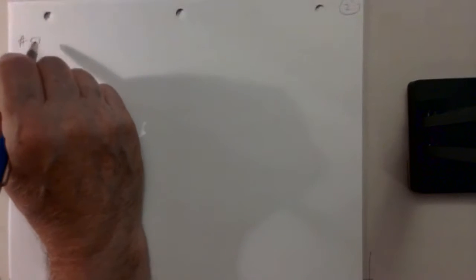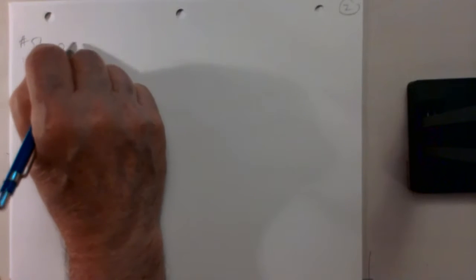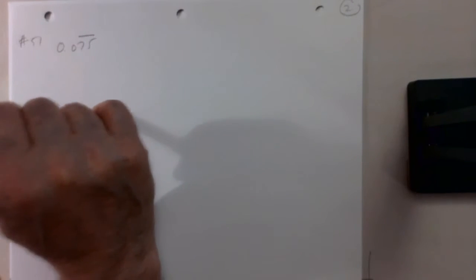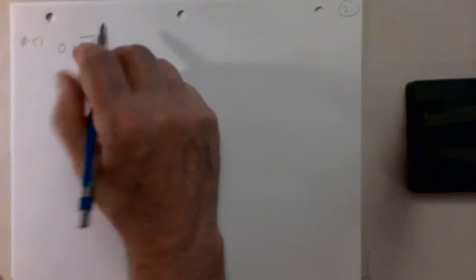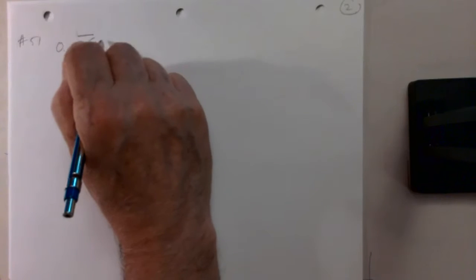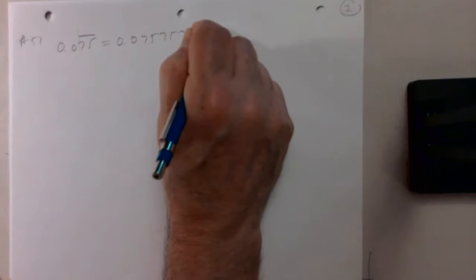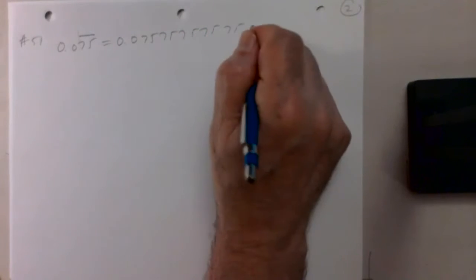Let me look at some other ones that look interesting. 57 and 67. Let's look at 57. So number 57 is an infinite repeating decimal. And we're told to write this as a geometric series and as a fraction. So this is 0.0, and the part that's repeating is 7.5. So this is 0.07575757575, and so on forever.